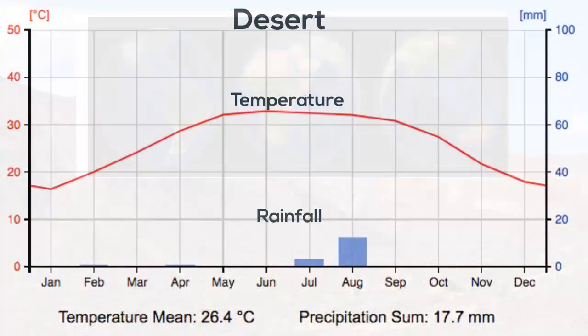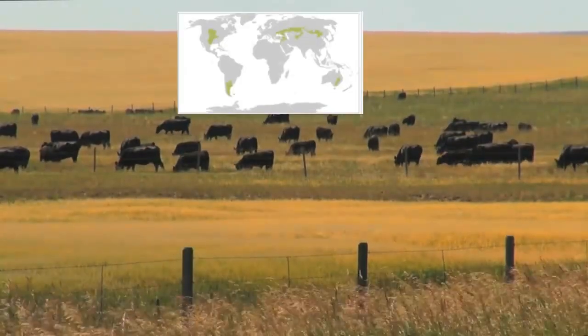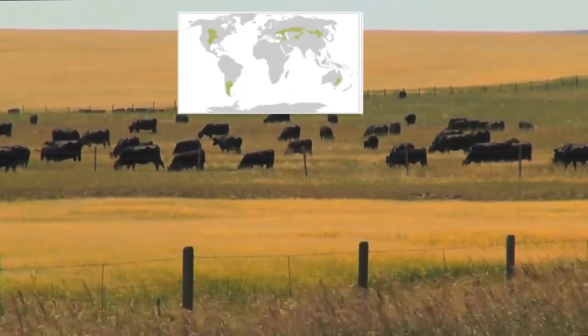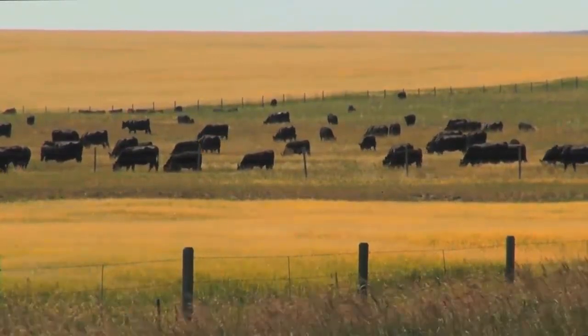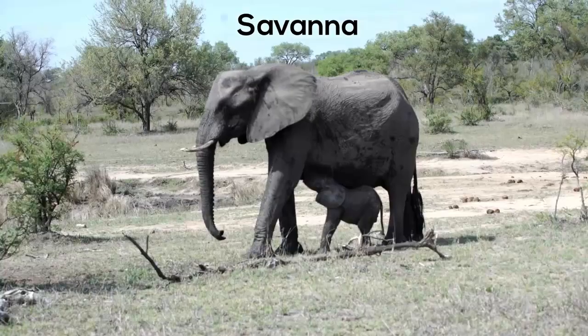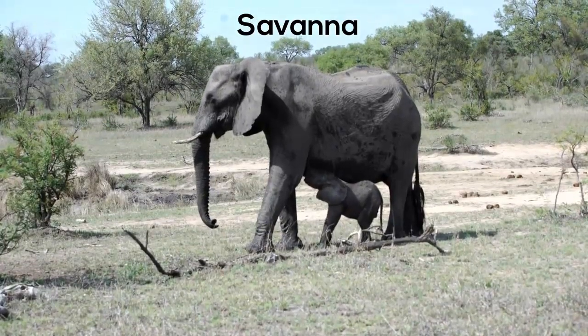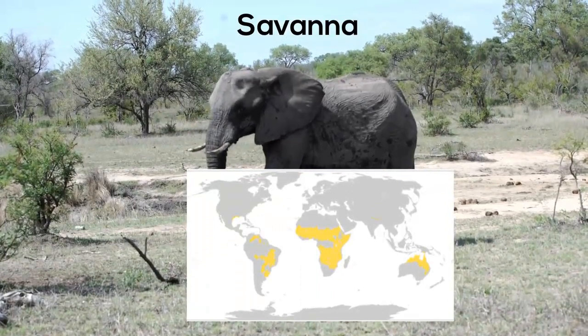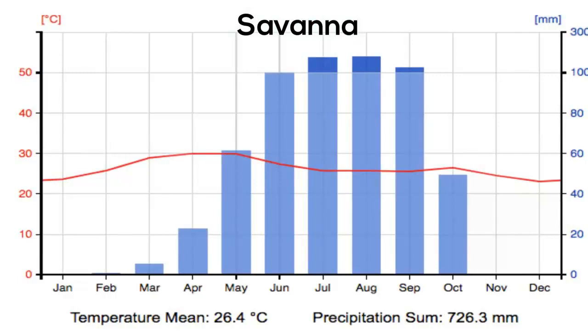Deserts have very little rainfall. They can be hot or they can even be cold. Grasslands are found in the U.S., Canada, Argentina, Russia, and even Turkey. They are dominated by grass. They have cold winters and hot summers and average rainfall. Savanna is similar to a grassland, but it is found in East Africa and South America, and is known for having a wet and dry season and warm temperatures throughout most of the year.